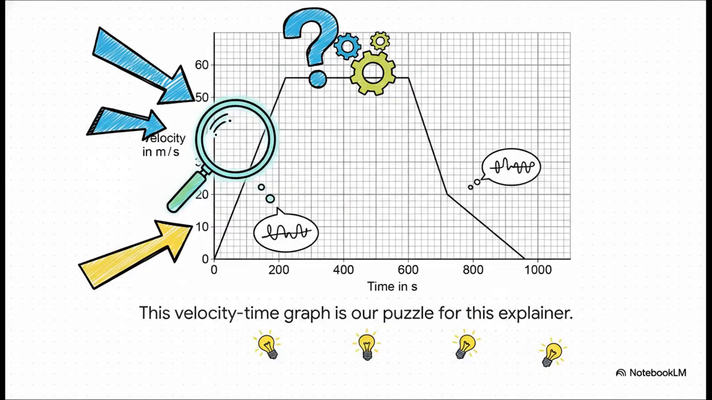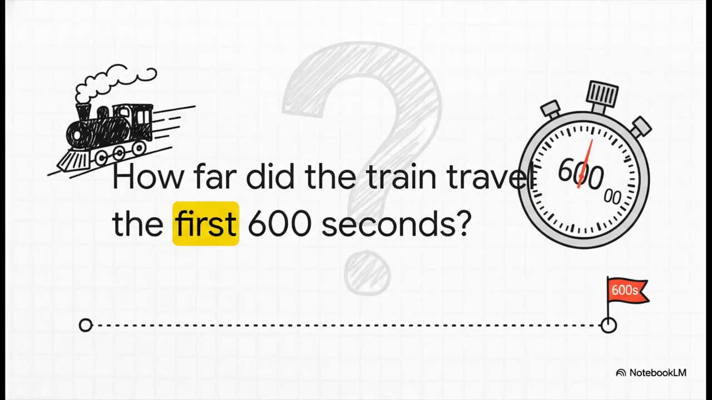And here it is. This is our puzzle. This one graph holds all the clues we need. Every single answer we're about to figure out is hiding in plain sight on these axes. So let's jump in with the first part of the question. First up, the exam wants to know the distance the train covered in the first 600 seconds.